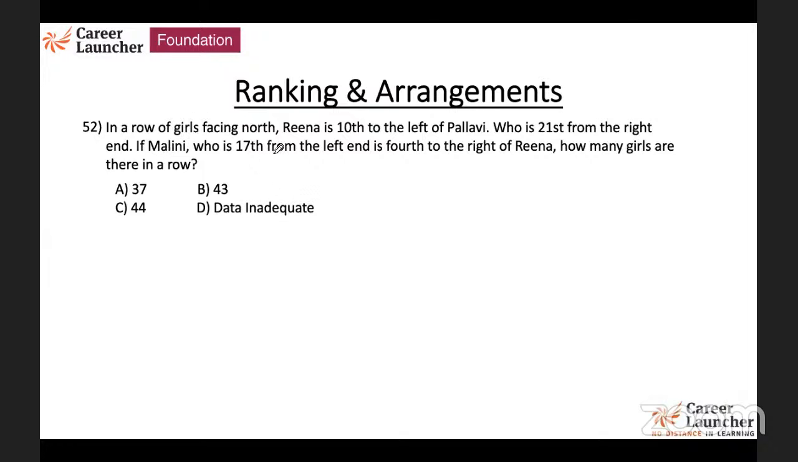In a row of girls facing north, Reena is 10th to the left of Pallavi. So if Pallavi is here, Reena is 10th to the left of Pallavi. If this is 0, this will be 10th. If it is 1, this will be 11th. 10th means 1 plus 10. If Pallavi is 1 and Q is next, that is 2, so if Reena is 10th to the left of Pallavi, the number should be 11. That is one thing to remember.